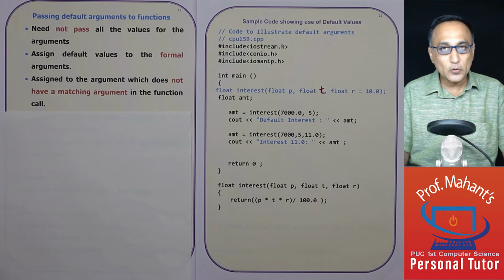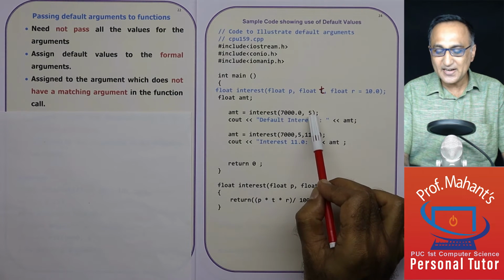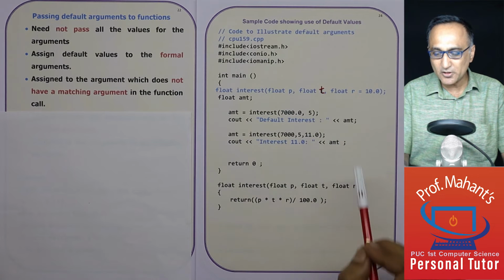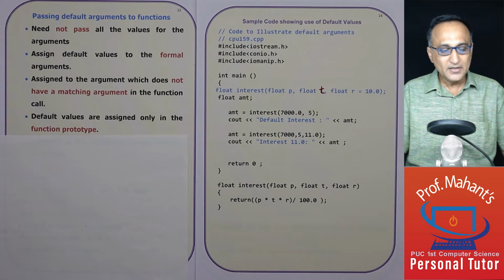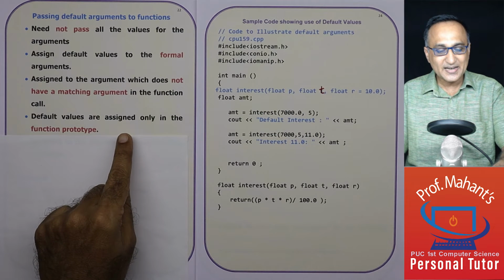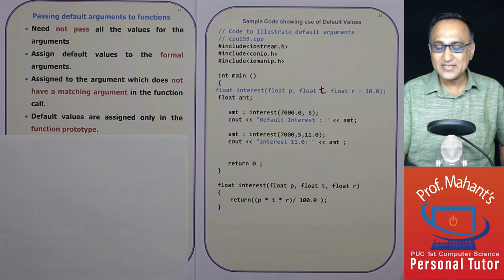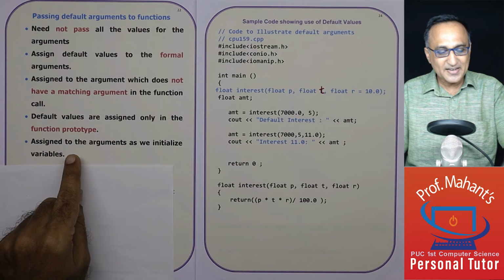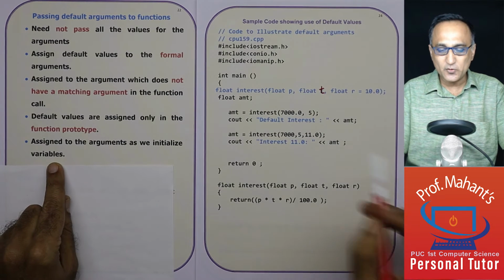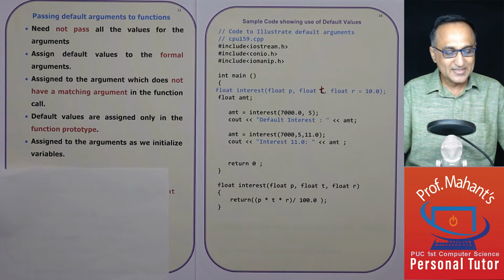It will always start looking from the rightmost side, because it takes the first left, puts it to the first left, takes the second left, puts it to the left. Since the rightmost is not there, it will substitute with the default value. So default values are assigned only in the function prototype. So when you're declaring the prototype, you will assign the default values. So they are assigned to the arguments as we initialize the value. As we declare and do it, this is initialized and then used when the parameter is not sent.